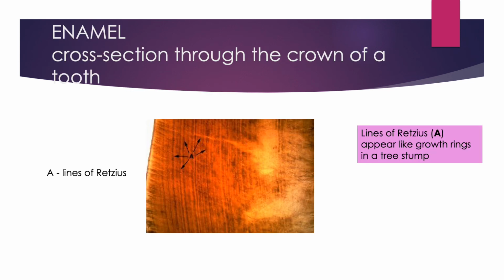This is a cross-section through the crown of a tooth. Lines of Retzius appear like growth rings in a tree stump. Enamel is harder toward the free surface than toward the dentino-enamel junction. Enamel hardness depends on the degree of mineralization, the orientation of the enamel rods, the orientation of the crystallites within the rod, and the distribution of metallic ions which occur in trace amounts. Hardness of the enamel surface may be increased by the presence of fluoride ions.